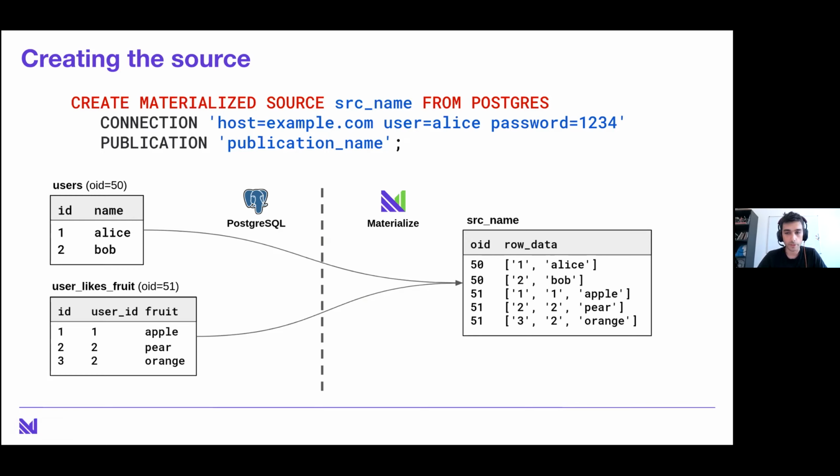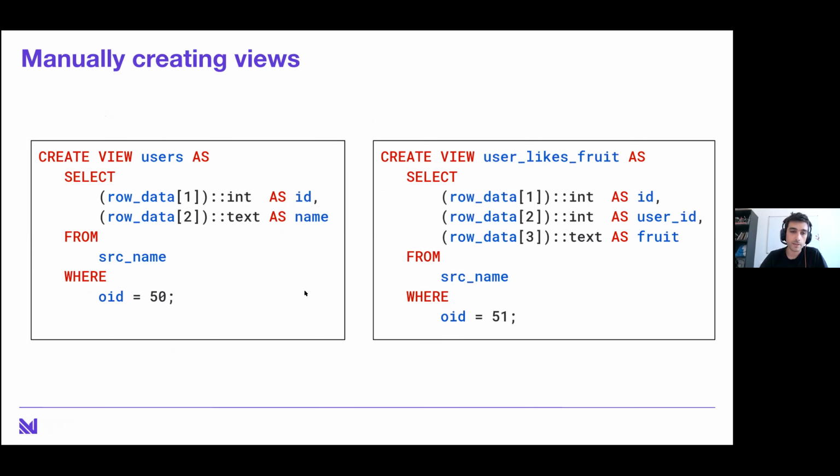But this is pretty hard to work with. We've lost precious information in this kind of format. We don't have the table name, we don't have the types of the columns, we don't have the names of the columns. So it's pretty difficult to work directly with this kind of table. And so if we wanted to enrich this structure and get into a place where we have a separate object for users, in this case, and a separate object for user likes fruit, what we could do manually is define some views over this raw stream that bring back these things that we've lost.